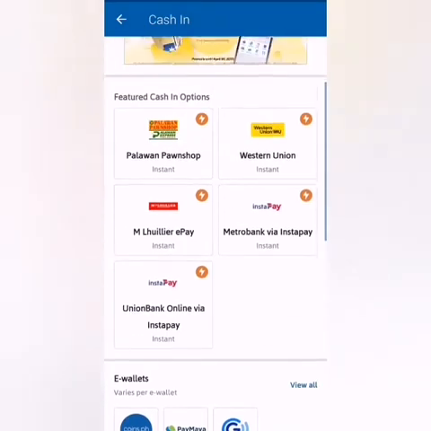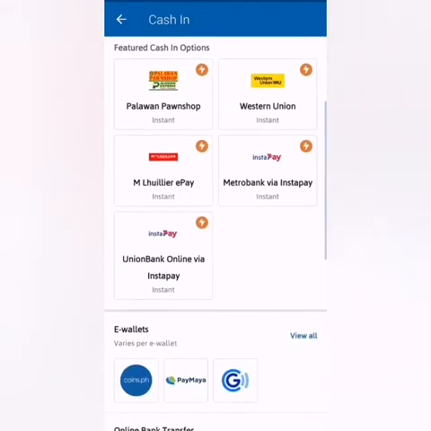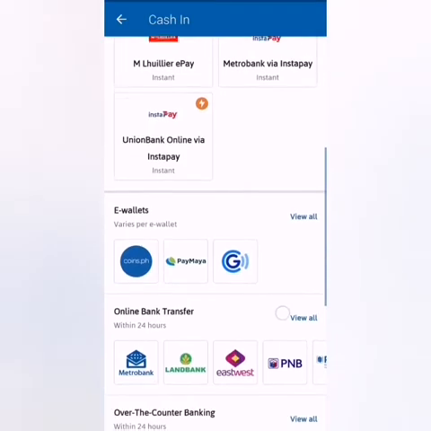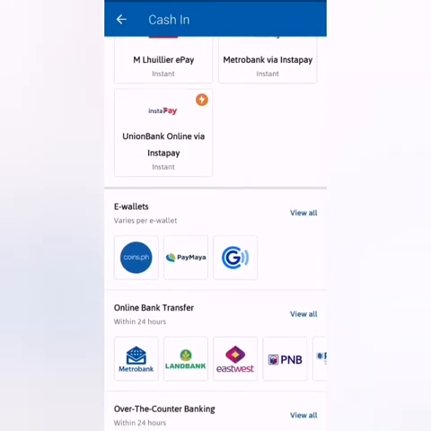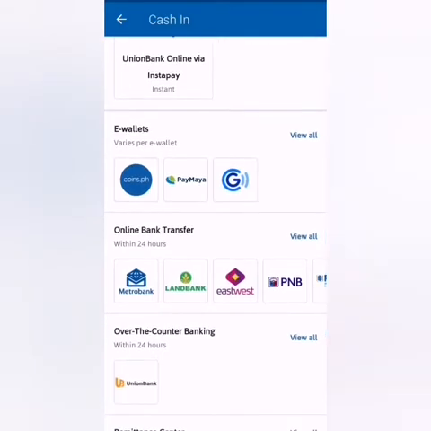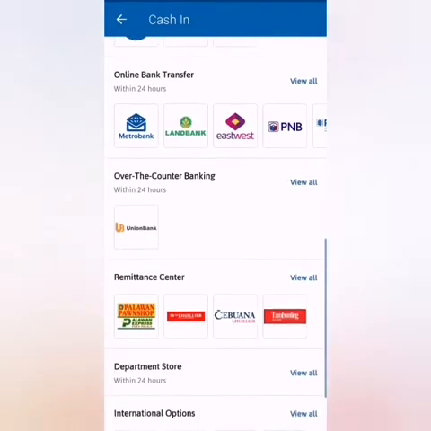I would strongly suggest using these options, the InstaPay and the e-wallets, because they're instant. So you get your money instantly, whereas with other banks, the process can take up to 24 hours.